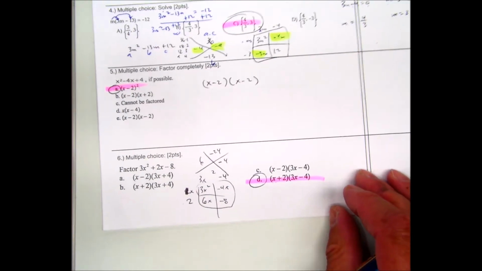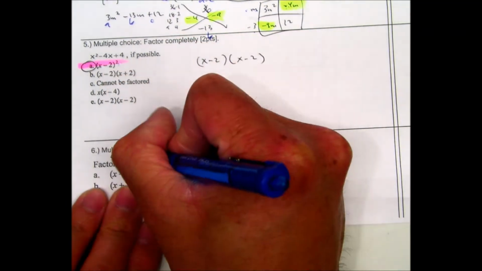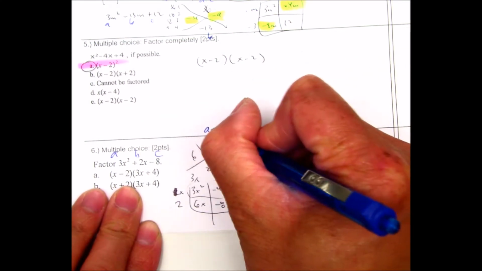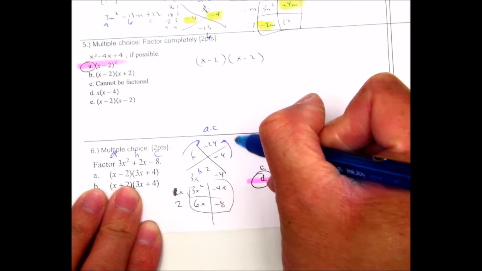Question number 6. Same thing, factor. So I have A is 3, B is 2, C is negative 8. A times C, there goes your B value. You're going to multiply to get those 2 numbers.